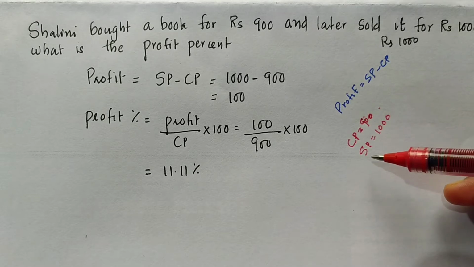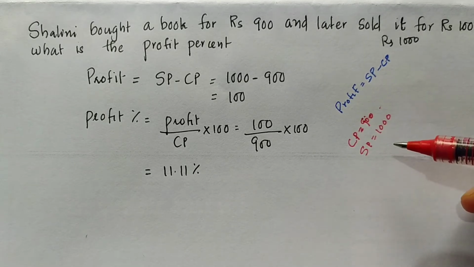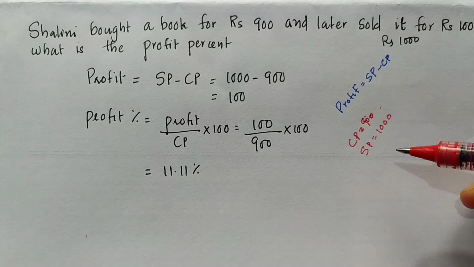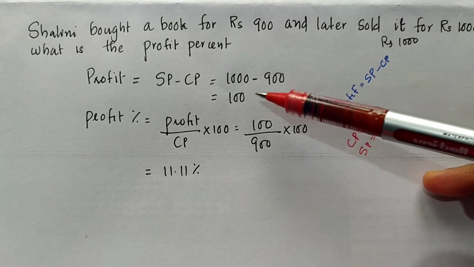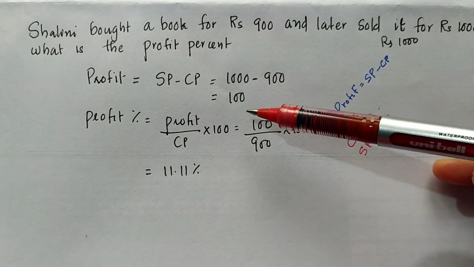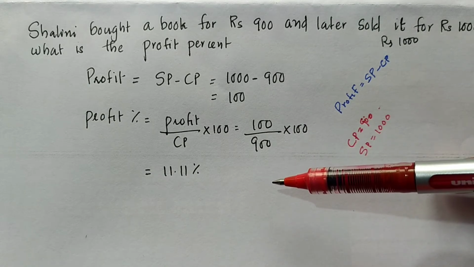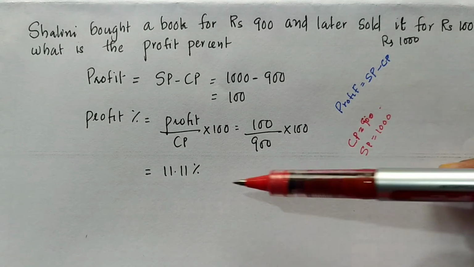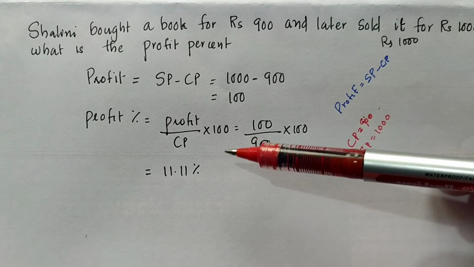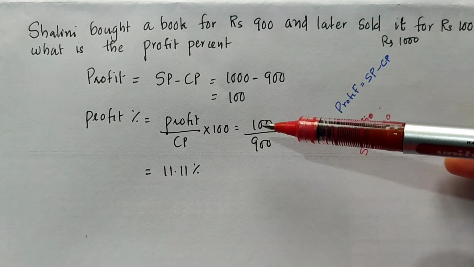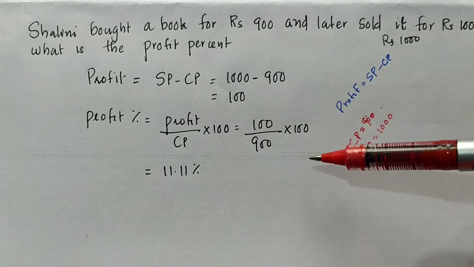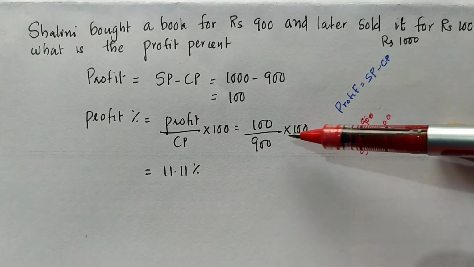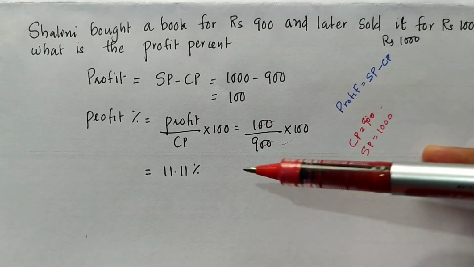So here selling price is more than the cost price, so definitely there will be a profit. We have to find out the profit percentage. So what is profit? Profit is equal to selling price minus cost price, that is 1000 minus 900, which is equal to 100. So how we can find out the profit percentage? Profit percentage is equal to profit by cost price into 100. So what is profit? 100 by 900 into 100, which is the profit percentage. So what is 100 by 9?